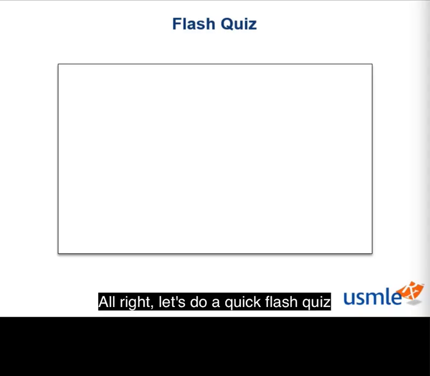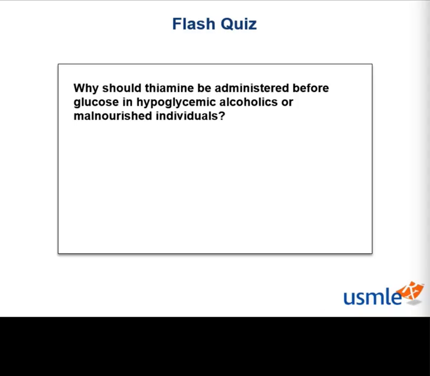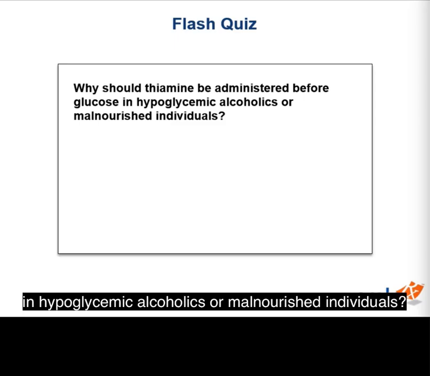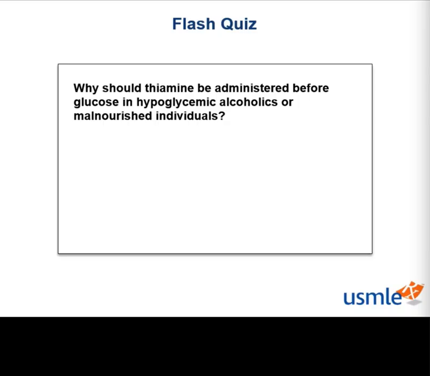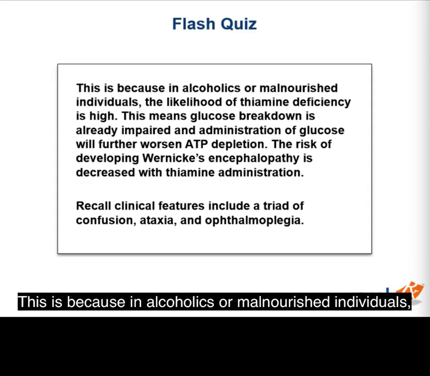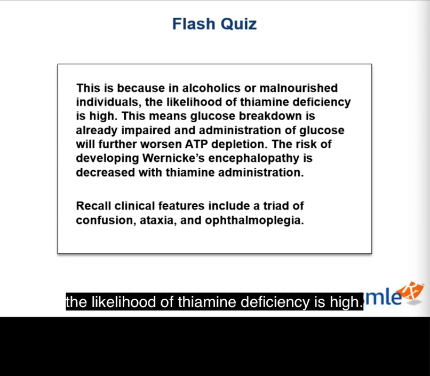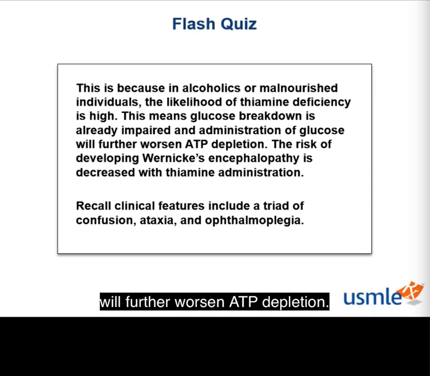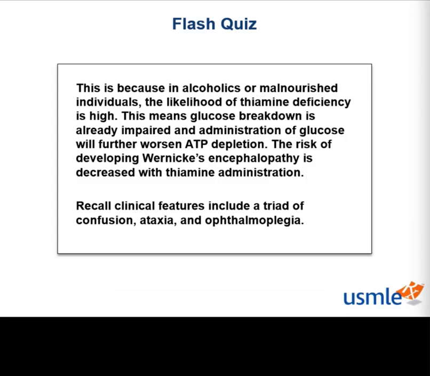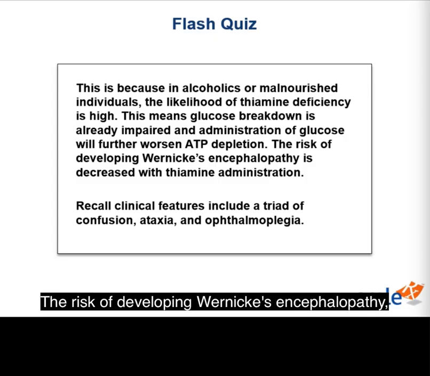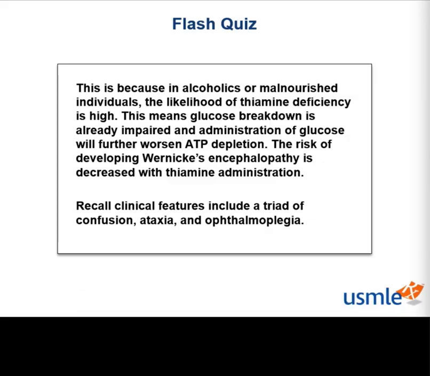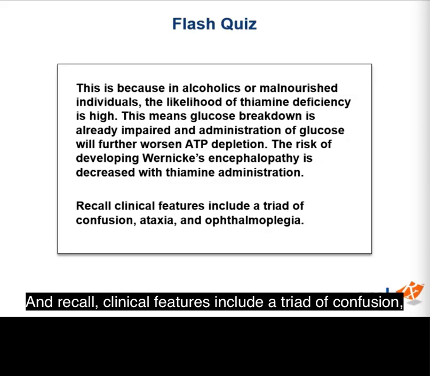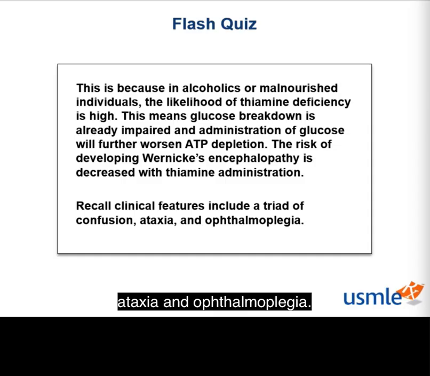Alright, let's do a quick flash quiz before we end this video. Why should thiamine be administered before glucose in hypoglycemic alcoholics or malnourished individuals? This is because in alcoholics or malnourished individuals, the likelihood of thiamine deficiency is high. This means glucose breakdown is already impaired, and administration of glucose will further worsen ATP depletion. The risk of developing Wernicke's encephalopathy is decreased with thiamine administration. And recall, clinical features include a triad of confusion, ataxia, and ophthalmoplegia.